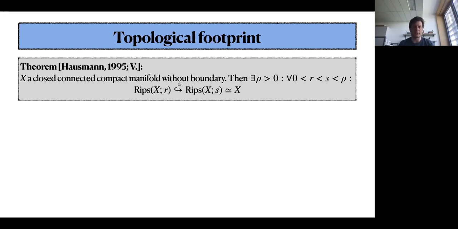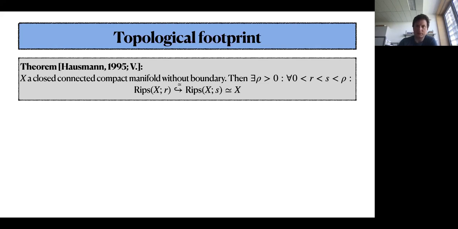To start slowly, we'll start with a classical footprint, a topological footprint. When people started constructing Čech complexes and Rips complexes, the first idea was to reconstruct a space, up to homotopy at least, and model it in some way. Talking about Rips complexes, the first result in this sense came with Hausmann, in 1995, who proved that if you have a closed connected compact manifold without boundary, then for small r's, the Rips complex is actually homotopy equivalent to your space.